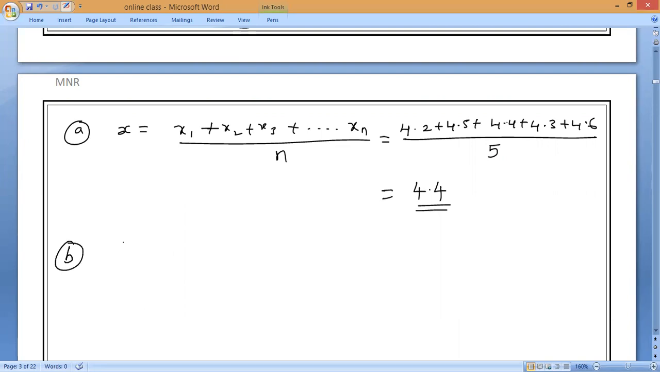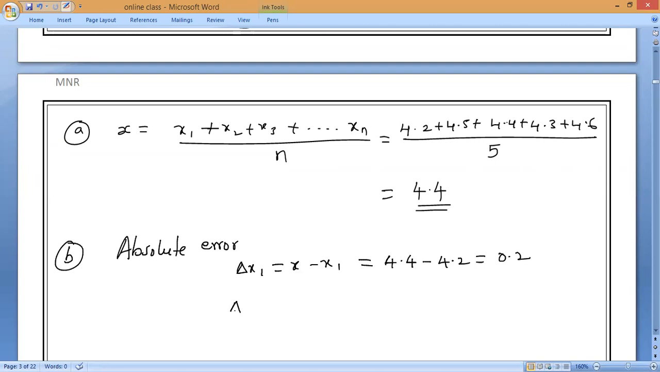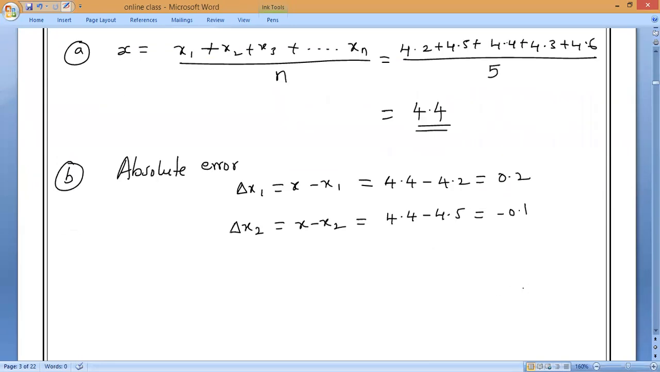Next, absolute error. Absolute error means the mean value minus each measurement. First absolute error, delta x1, is equal to x minus x1, which is 4.4 minus 4.2, equal to 0.2. Delta x2 is equal to x minus x2, which is 4.4 minus 4.5. How much is the error? Minus 0.1.